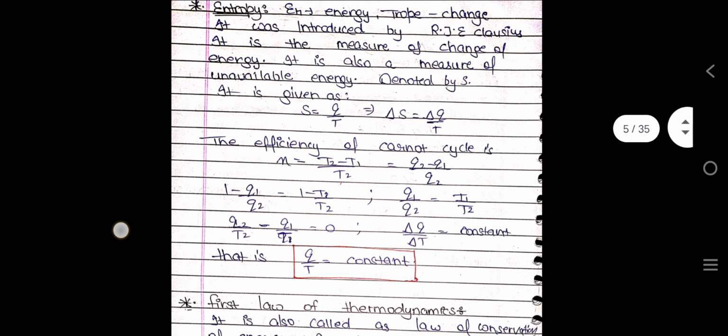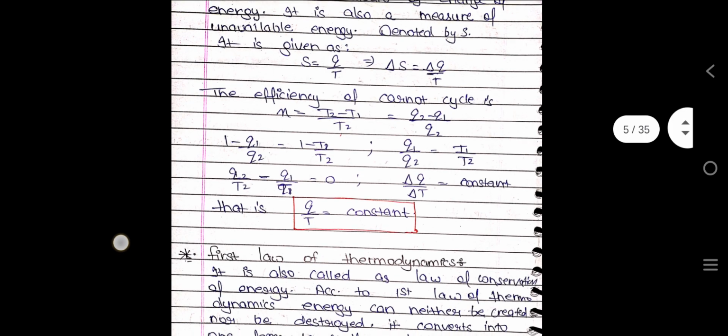We know that del H is equal to del U plus P del V. Del H is equal to del Q plus P del V. Del G is equal to del U plus P del V minus T del S. Del G is equal to del A plus P del V. Del G is equal to minus W plus P del V. Del G is equal to minus W minus P del V. At constant volume, del V is equal to 0. Del G is equal to minus W, and del G is equal to minus W reversible.